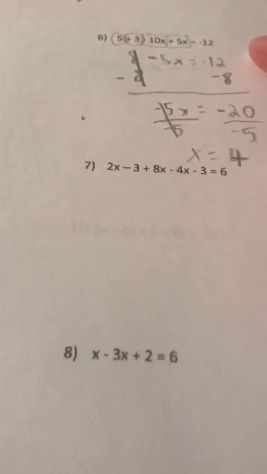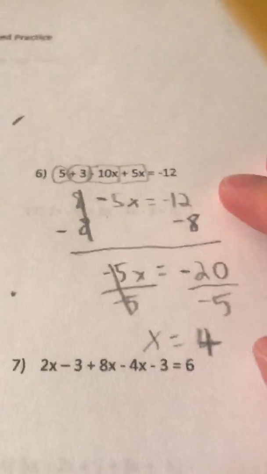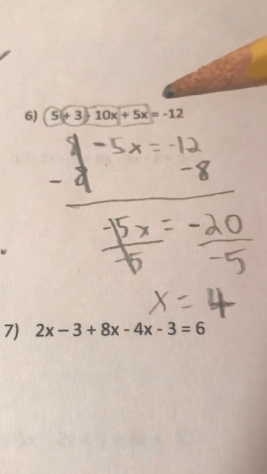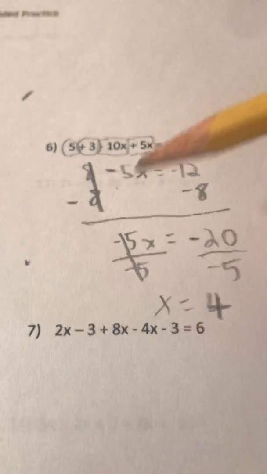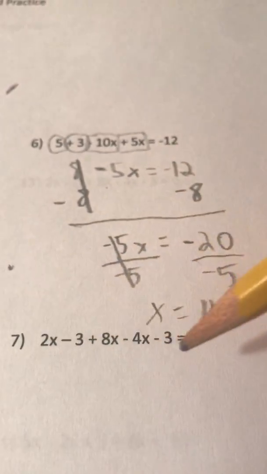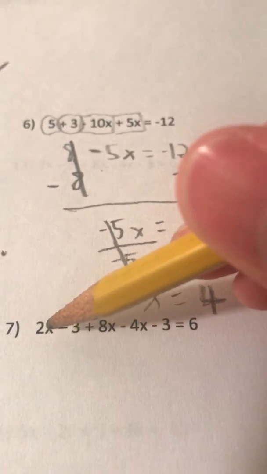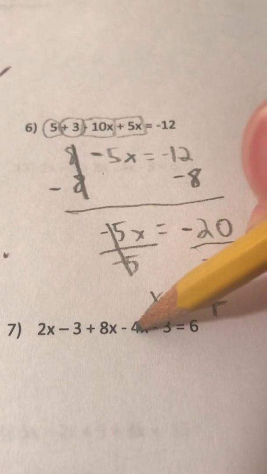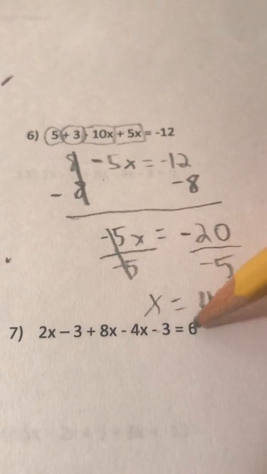Okay, last but not least. Oh, actually, never mind. I'm sorry. We got 2 more problems. Second to last but not least, let's do this problem. This is a whammy right here. There's a lot of stuff going on. We got 2x minus 3 plus 8x minus 4x minus 3 equals 6.